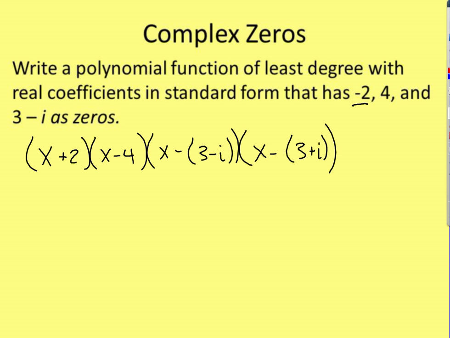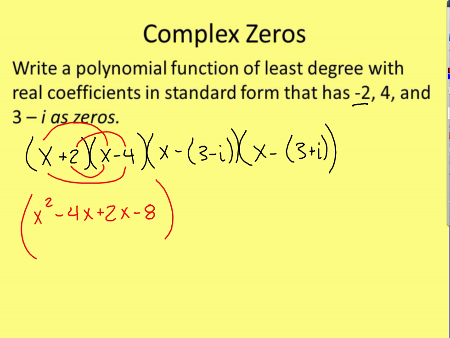Now we just need to FOIL and then simplify, and then we're going to end up having to FOIL or distribute to finish solving this. So if we FOIL on the first two, x times x gives me x squared, x times -4 is -4x, 2 times x is 2x, and 2 times -4 gives me -8.